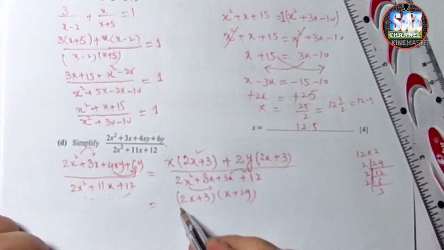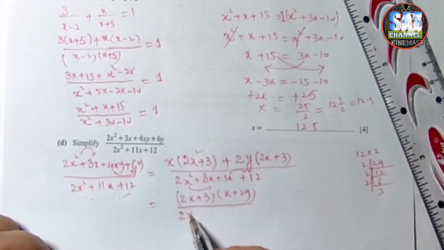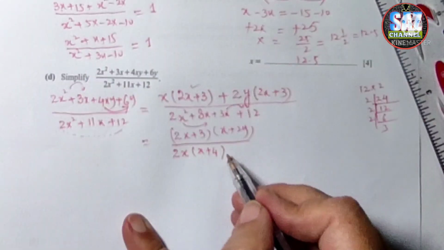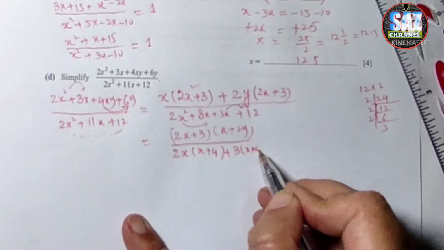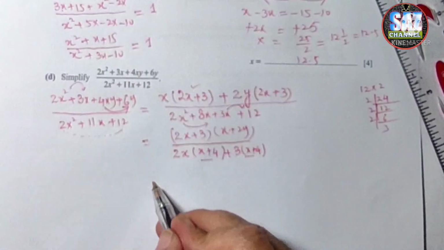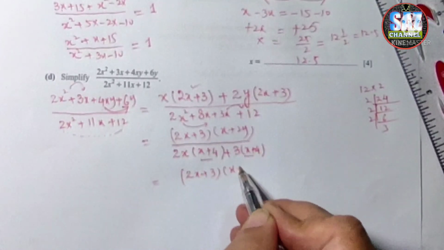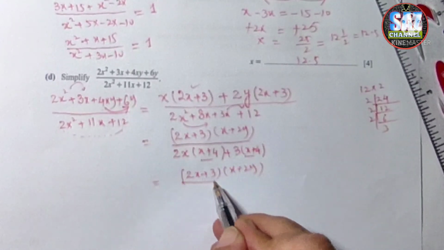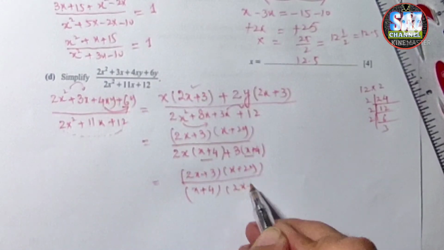Coming to the denominator, from the first group we can pull out 2x, and I will be left with x plus 4. Plus 3 into x plus 4. Now again, this is a common group, pull it out. 2x plus 3 into x plus 2y upon x plus 4 into 2x plus 3.